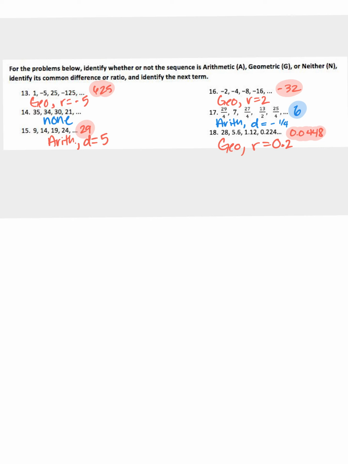17 is arithmetic. The common difference is -1/4. The next value would be 6. And lastly would be geometric. The common ratio would be 0.2. The next value would be 0.0448. Alright, so that was your lesson over arithmetic and geometric sequences.